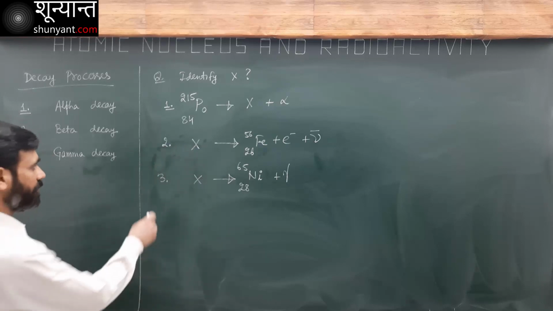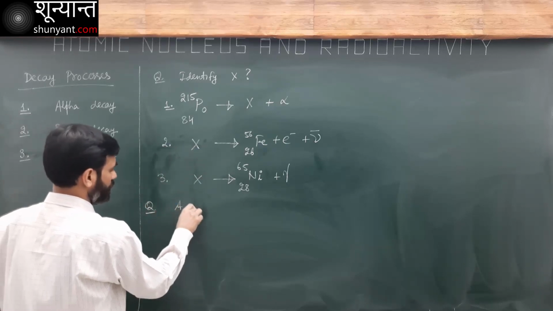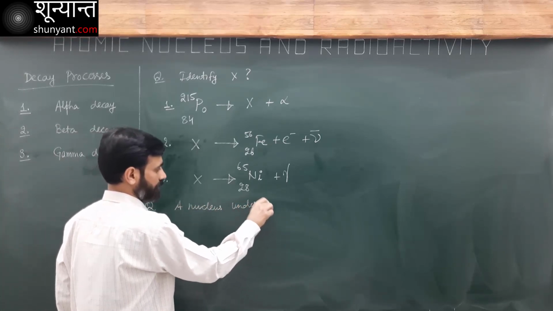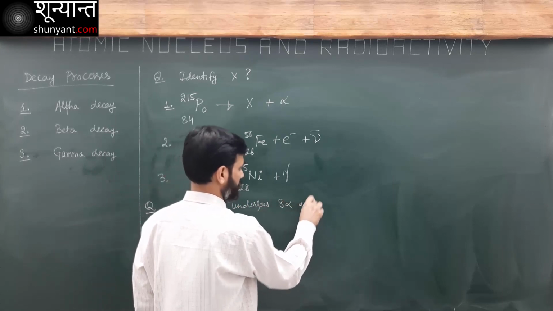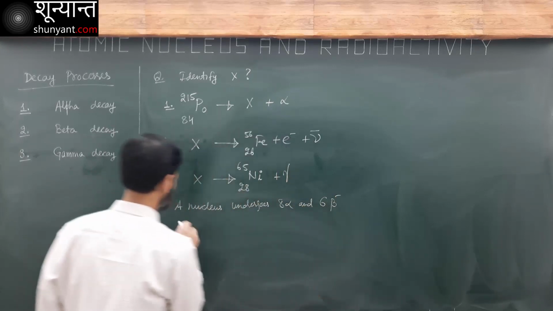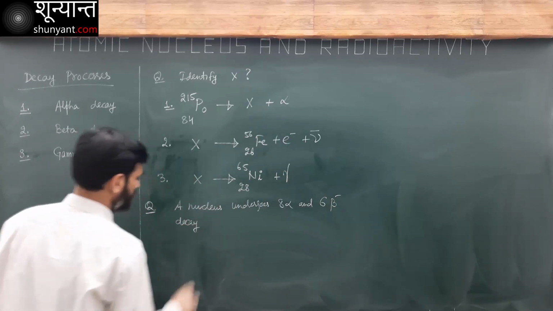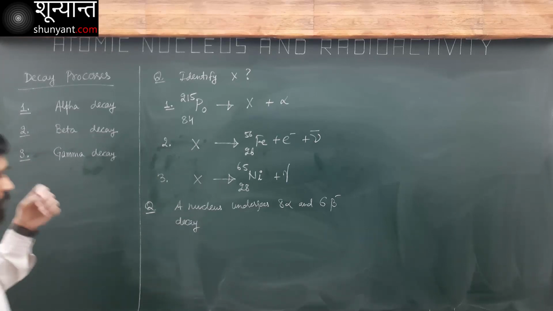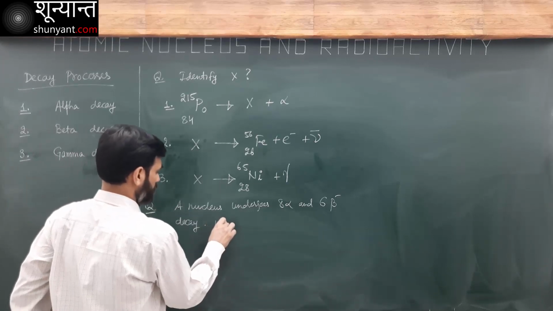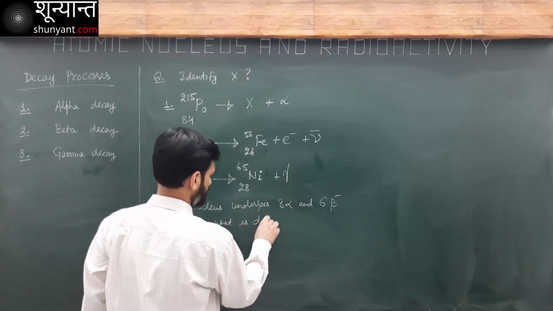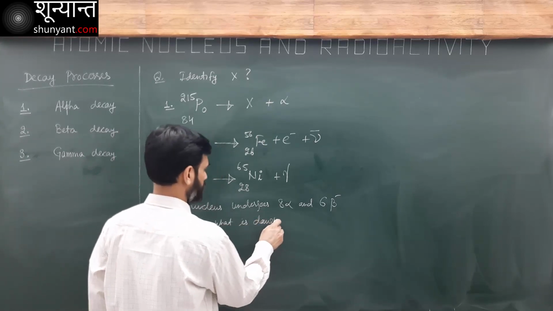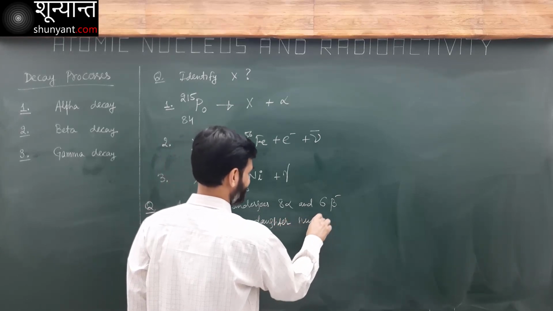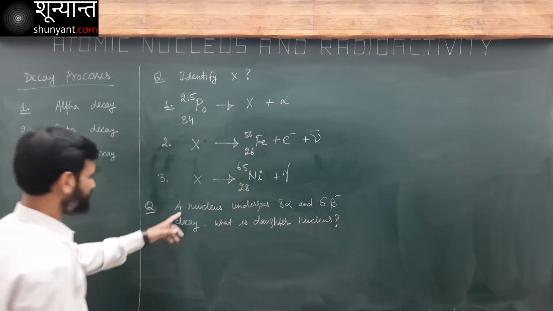Now, a nucleus undergoes 8 alpha and 6 negative beta decays. What is the daughter nucleus? So which nucleus? The nucleus is not given.